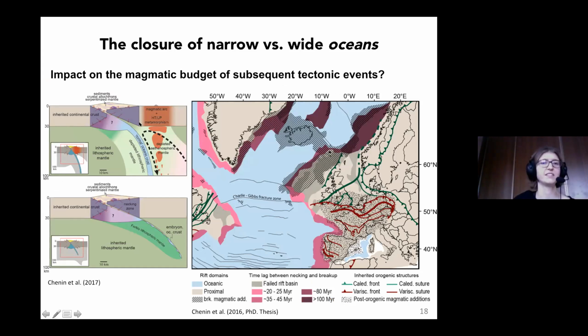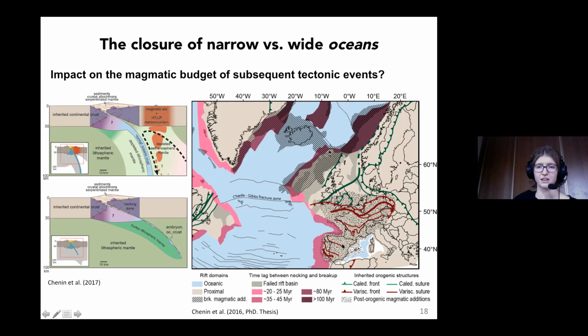And this fits well with what we observe in the North Atlantic rift system, because here in the Caledonian orogen, which was the result of a mature subduction, we have a magma-poor orogenic collapse, in contrast to here in the Variscan realm, which was the result of the closure of several narrow oceans. We have a magma-rich collapse.